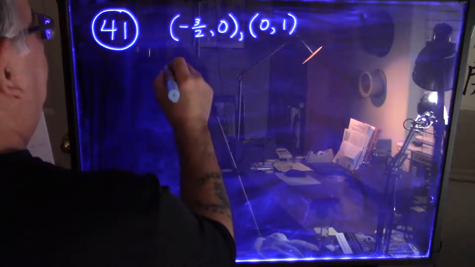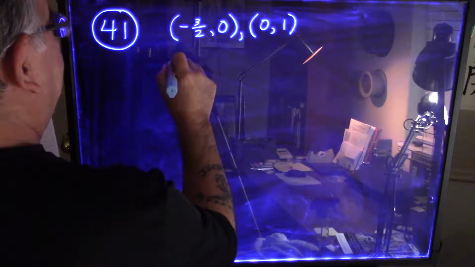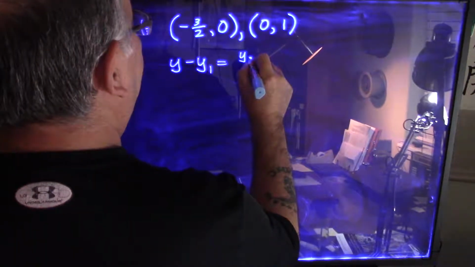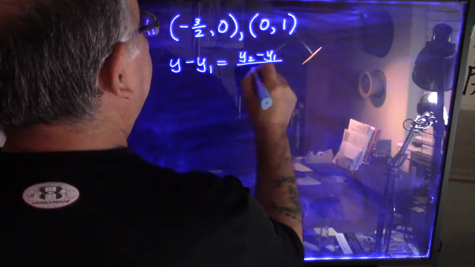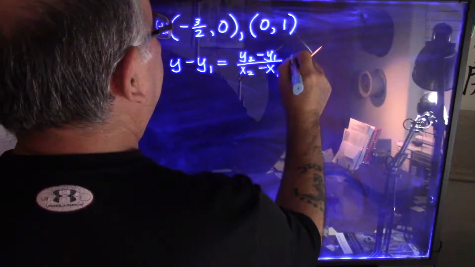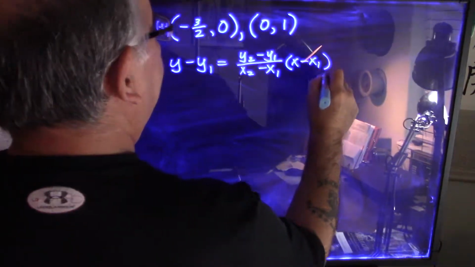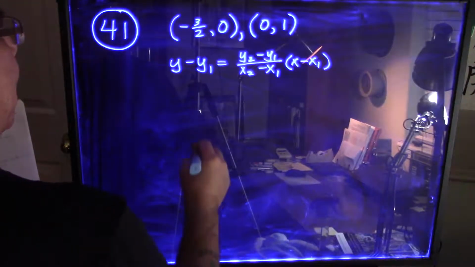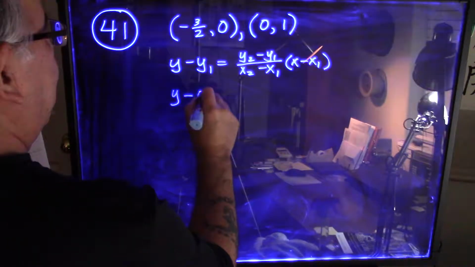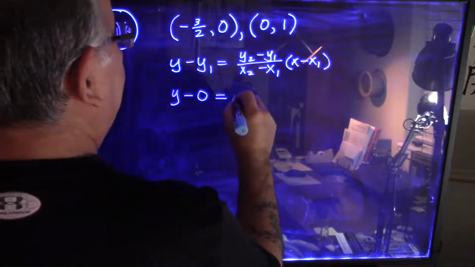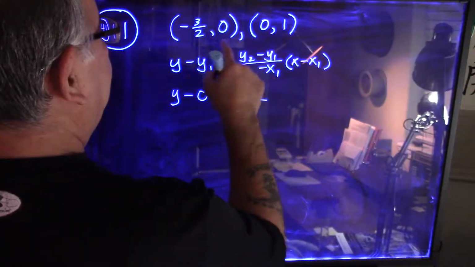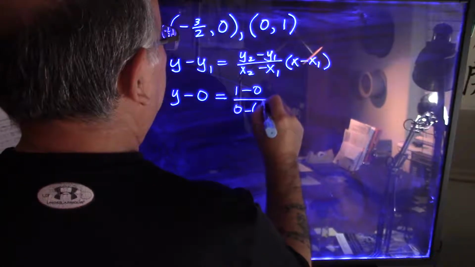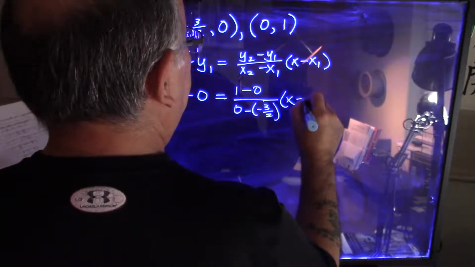Alright. So we can use a 2-point equation for a line to get the equation for this line. Y minus y1 equals y2 minus y1 over x2 minus x1 times the quantity x minus x1. Alright. So again, we'll call this x1, y1, and x2, y2. So you got y minus 0 equals 1 minus 0 over 0 minus a negative 3/2 times x minus a negative 3/2.